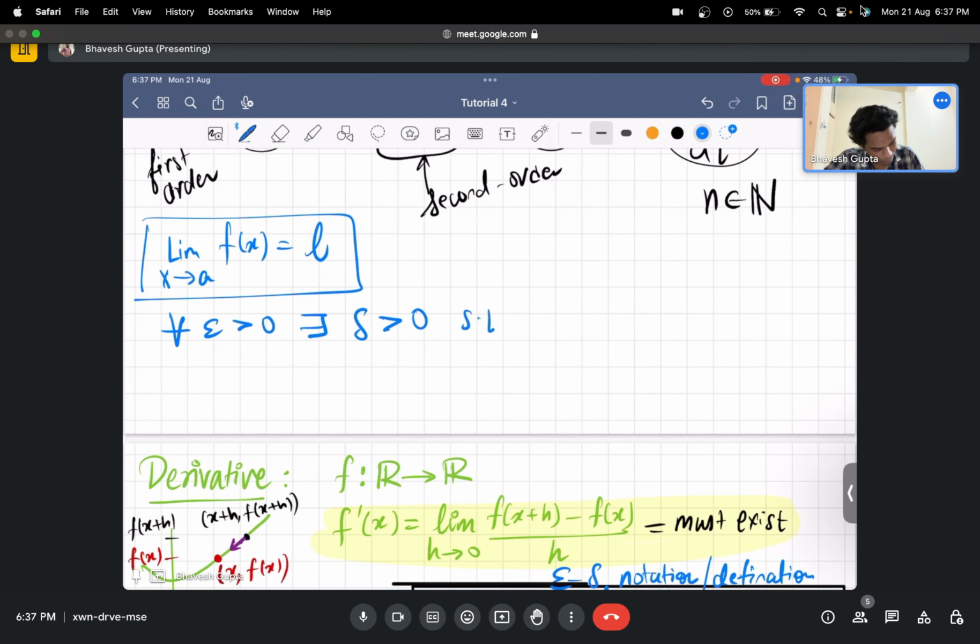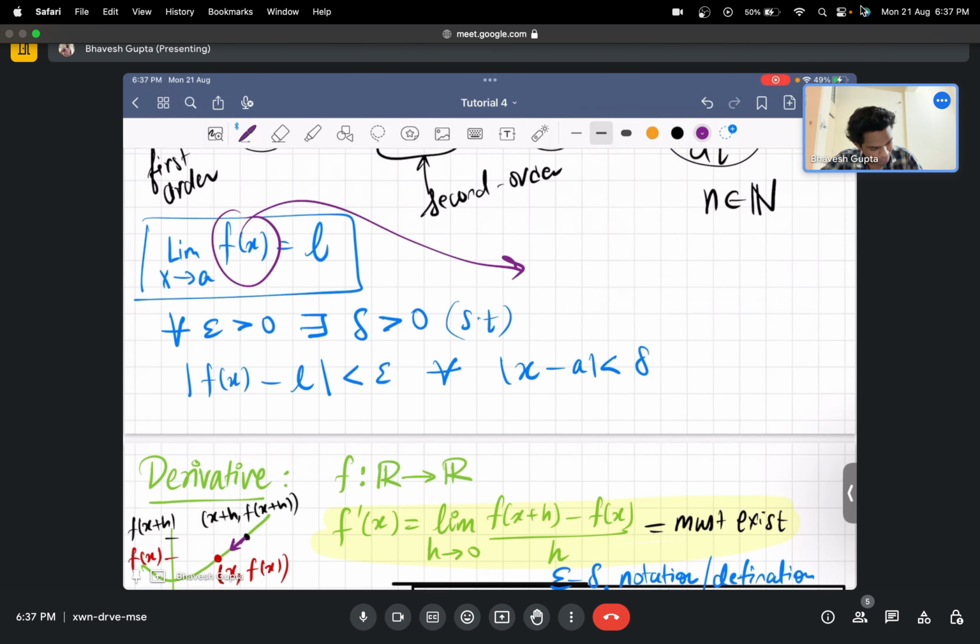So this is how I write it: such that the mod of f(x) minus L is less than epsilon for all x such that the mod of x minus a is less than delta. Everything is exactly the same; the only difference is that over here we are replacing this with this, and you are replacing this with this.